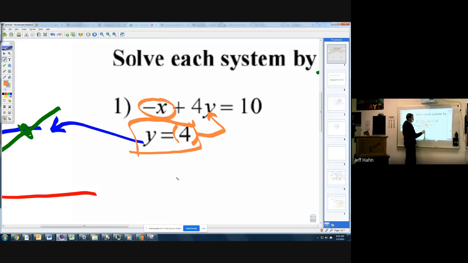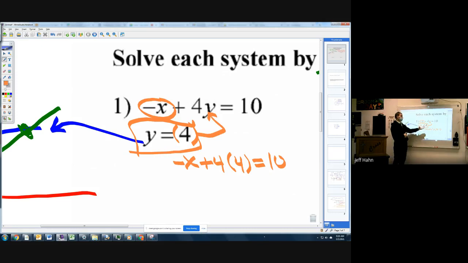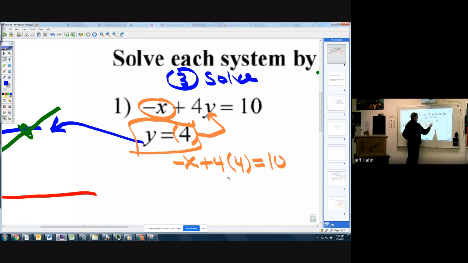I still have my minus x. I still have my plus 4. But instead of writing the y here, I am going to put in what y actually does equal, which is 4 there. And then that equals 10. Hence the reason they call it substitution. If y equals 4, then I should be able to put 4 in for y in the other equation. And then step number 3 is you need to then solve it.